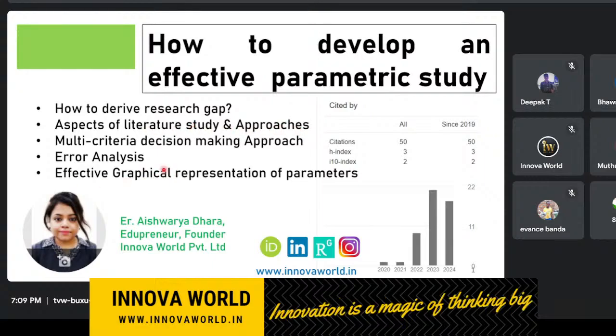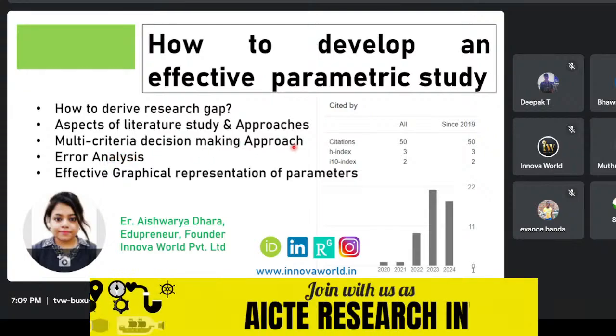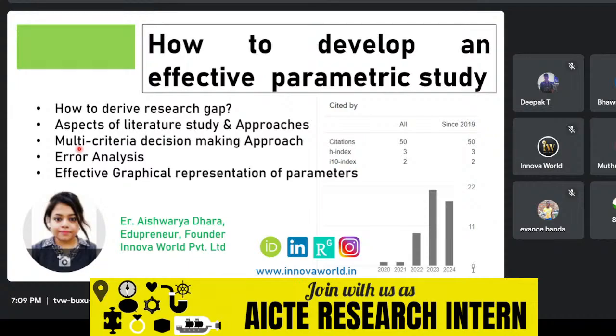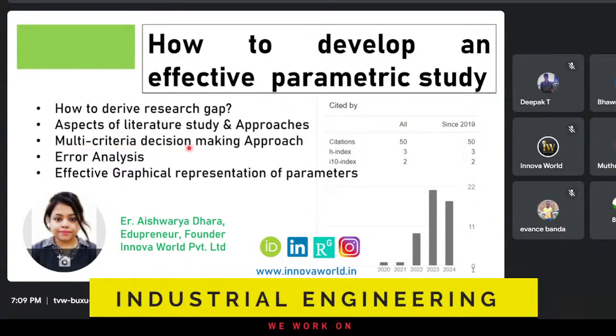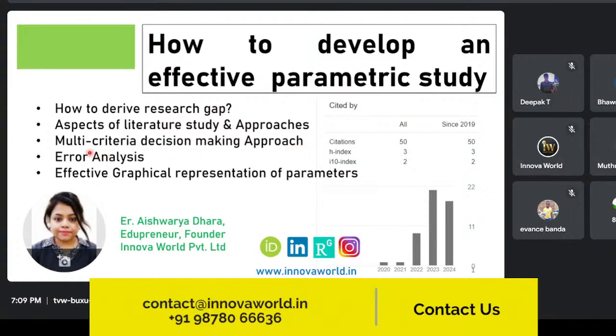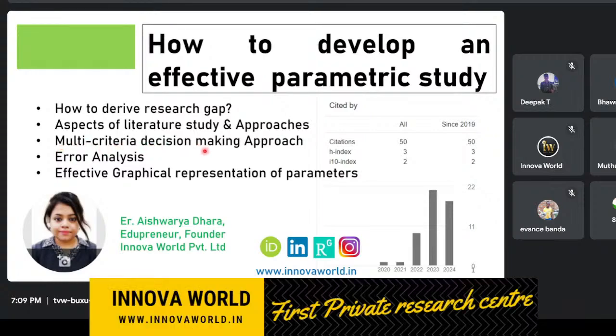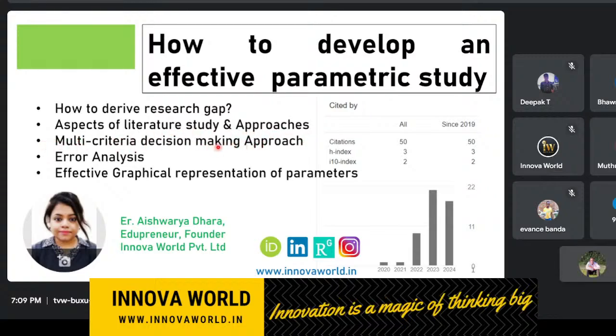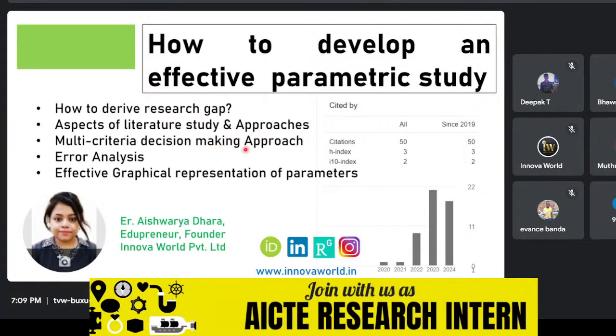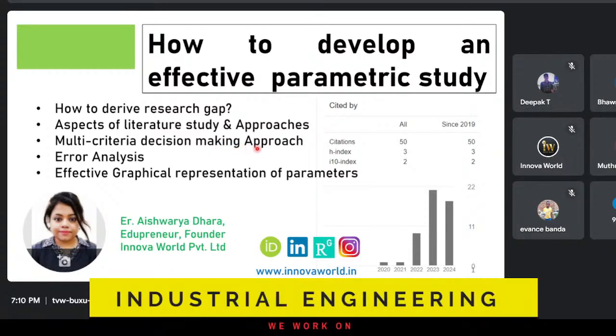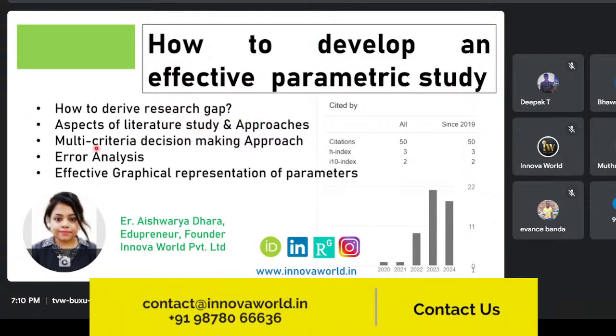The third factor of an effective parametric study is one of the very important approaches, called the multi-criteria decision-making approach. So in short, we call it MCDM. We take the first letter of each word. So MCDM is another very important approach, and this is one of the globally utilized, or we can say proven approaches. The proven approach helps to identify your problem state.